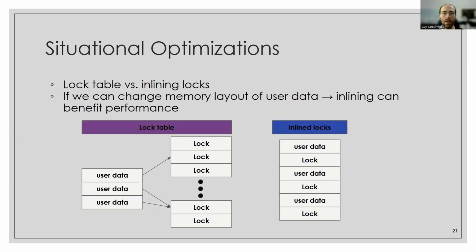Great. Now, there are some situational optimizations that we can do in Nv-Halt. In particular, instead of using a lock table, if we're allowed to change the layout of user data, we can get some performance benefit by inlining locks with user data in certain workloads. And that would look as it's shown below. In a lock table, we would have a mapping between the address of user data and the lock. And when we inline the locks, we interleave user data and the locks.